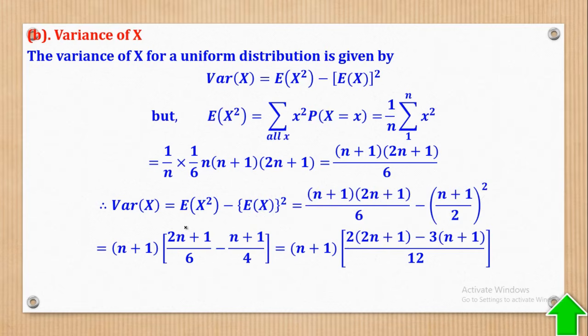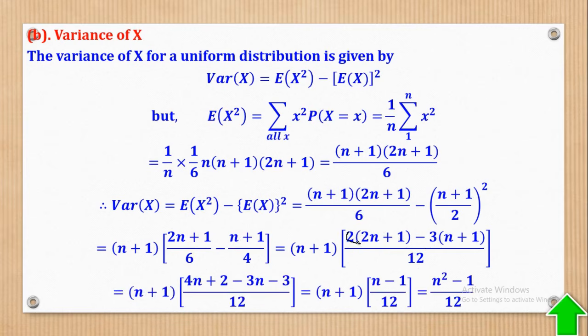Then next is to get the LCM for this box bracket, which will be 12. Now 12 divided by 6 is 2, multiplied by this gives you that. Also 12 divided by 4 is 3, multiplied by this gives you that. Now when I open this bracket for the box bracket, I'll come up with this, and when I simplify, this and this gives me 1n, and this gives me negative 1.